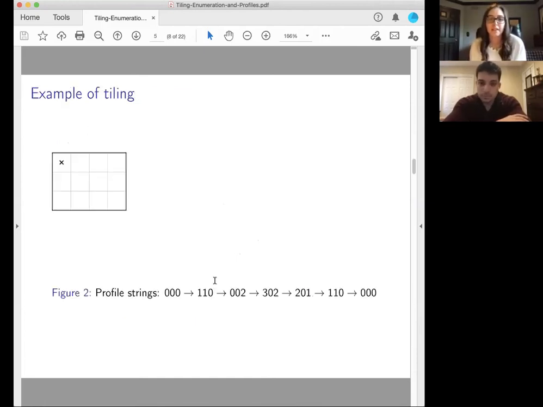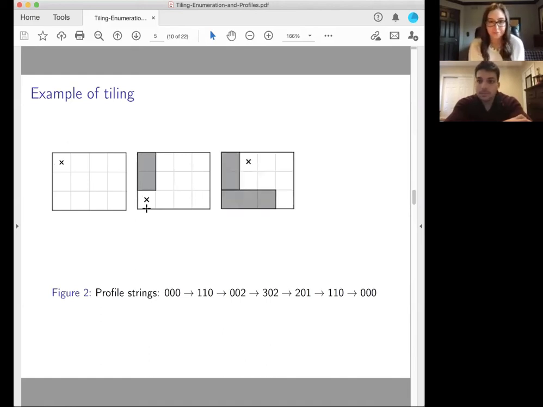So an example of tiling for us is going to be a 3x4 board, and is going to start blank, meaning that the target square is going to be in the leftmost topmost region, which is where the X is right now. And this profile string is a 0, 0, 0. Next, we are going to place a vertical domino. And so this causes the target square to move down to the last row. And our string would be 1, 1, 0, because there's one item in the top row, one item in the middle row, and 0 items in the bottom row.